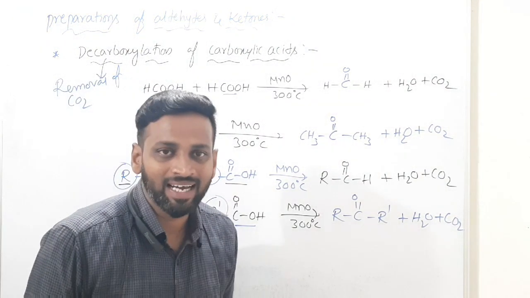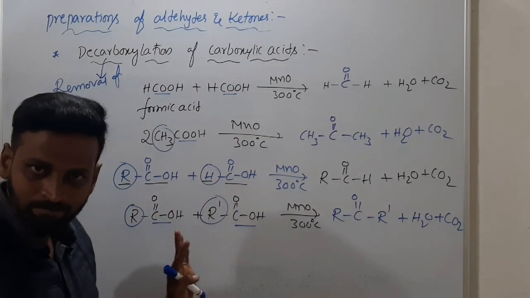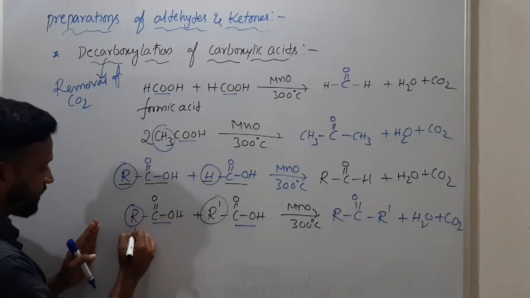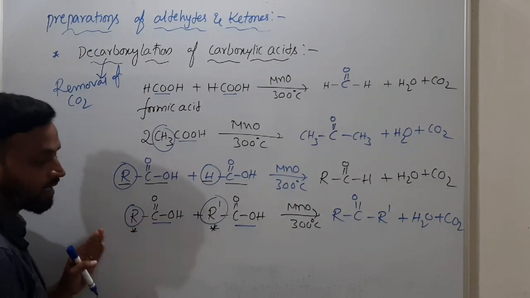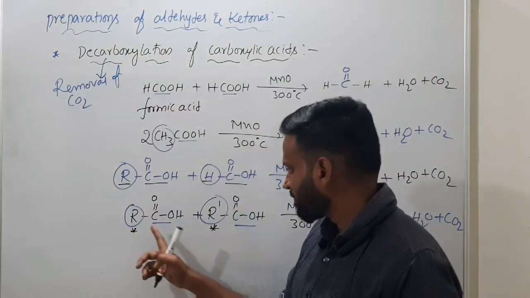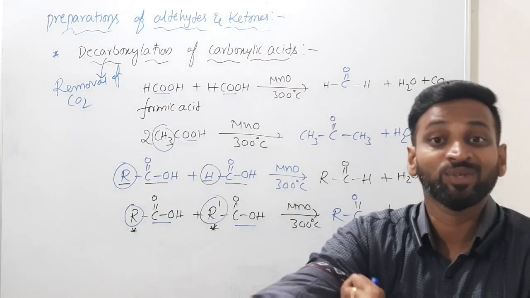When you have an aldehyde and a carboxylic acid with formic acid, you get an aldehyde. When both acids have only alkyl groups, see, this is an alkyl group and this is also an alkyl group, certainly here you have R and here you have R, which means ketones are the product.